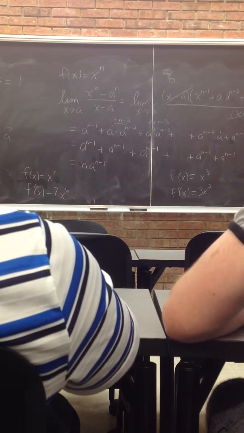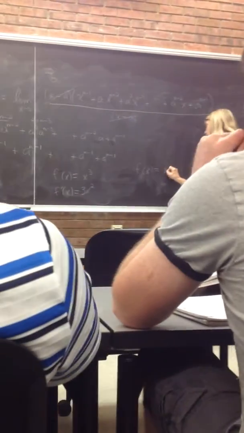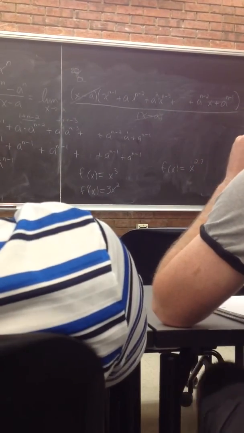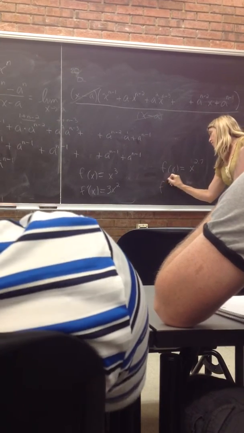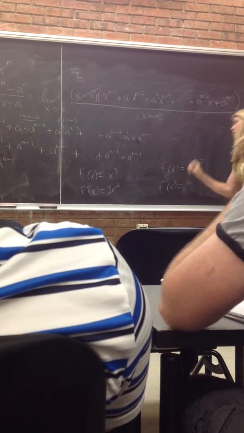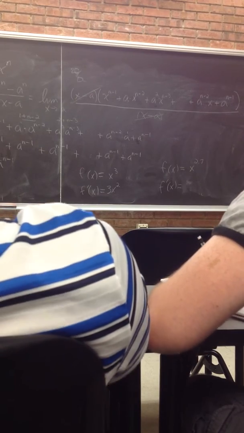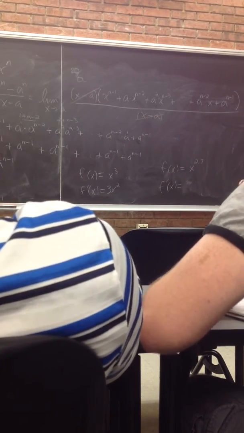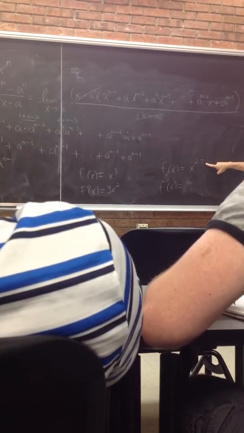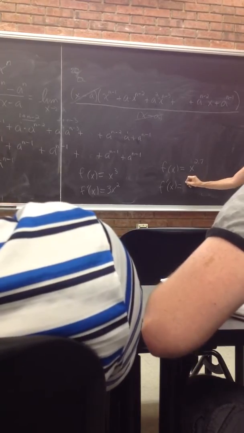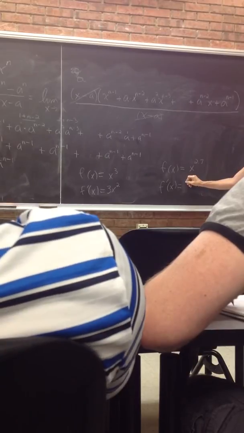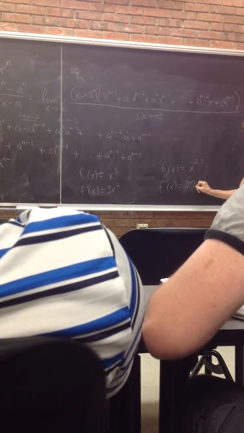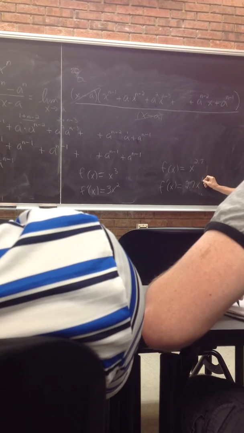And this rule applies even when your power is not an integer. The proof works out pretty cleanly if you do it for integers, and like I said, in real analysis, there's a proof that makes the connection between the two. But the rule applies, so if I had x to the 2.7, the derivative would be 2.7x to the 1.7.